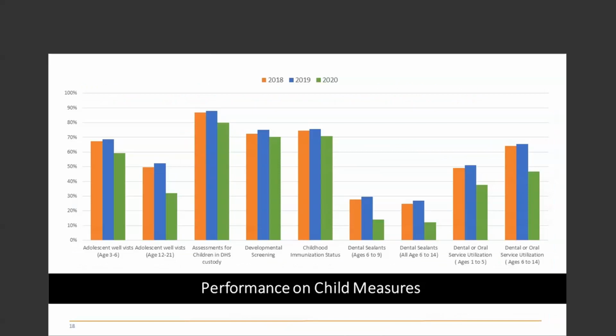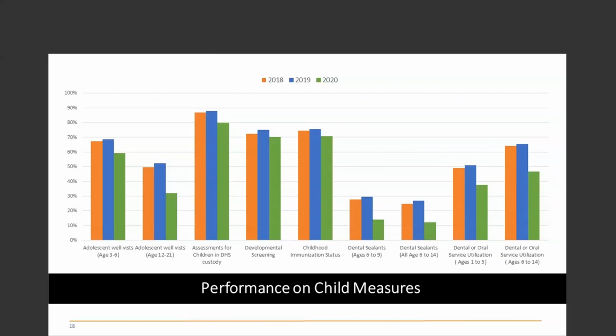This slide is just a snapshot of various child measures. These are not a one-for-one from the previous slide. The previous slide showed the 2022 incentive measures that will be assessed going forward for the 2022 calendar year. This slide shows the performance across child health measures, including some that are on the incentive pool and then a few that are in the child core.